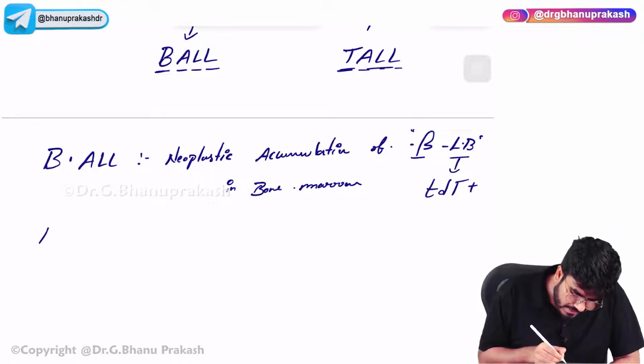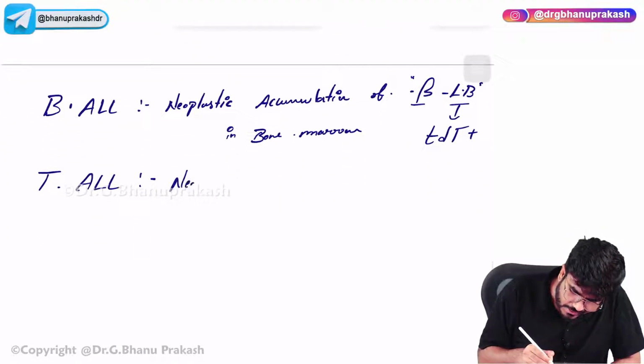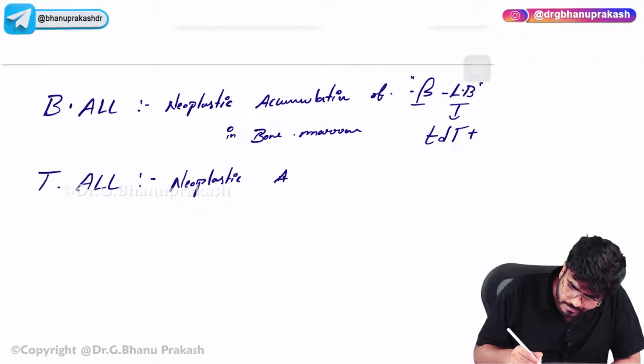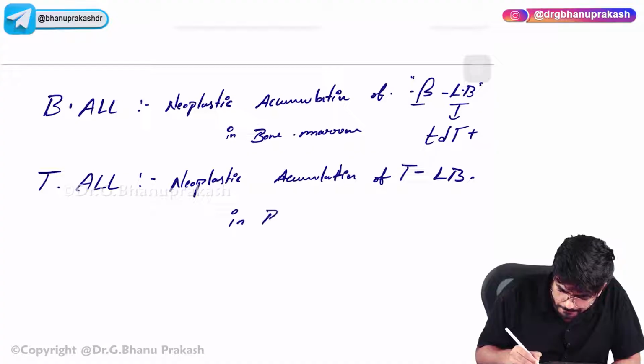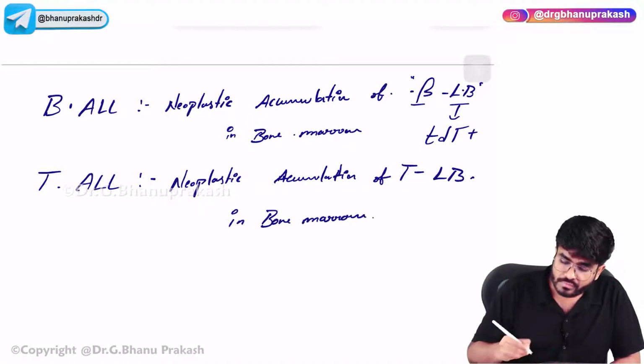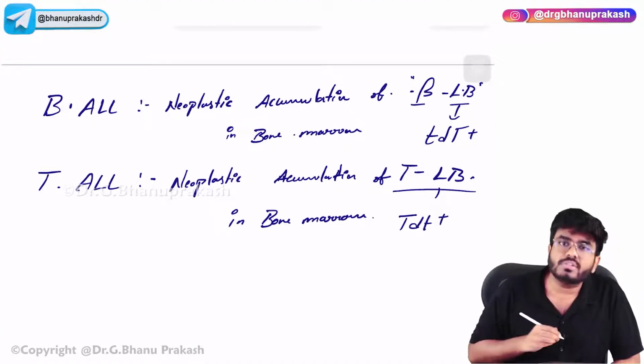Okay. Now what is a TALL, sir? TALL is also the same thing. It's a neoplastic accumulation of T lymphoblast in bone marrow. These T lymphoblasts are also TDT positive.